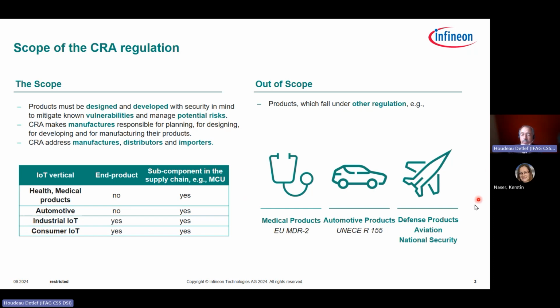What is out of scope? You see this on the right side. We have medical product regulation in place, and the Cyber Resilience Act will not double regulation for the same product. For automotive, we also have some cybersecurity regulation like UNECE, and some other areas are defense products, aviation products, or national security programs. These are out of scope.